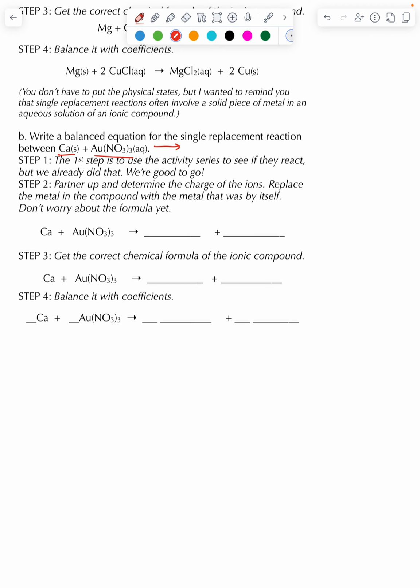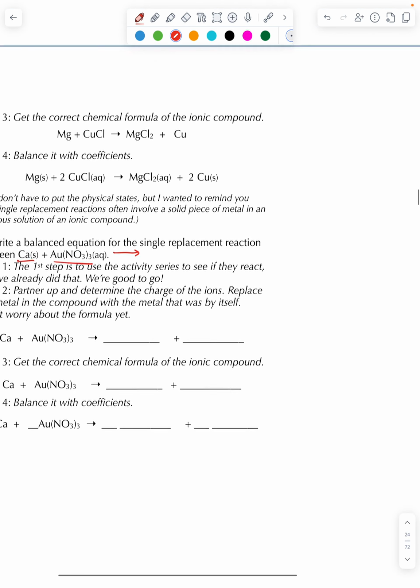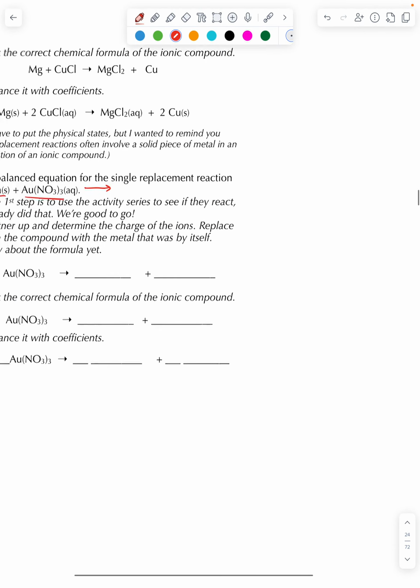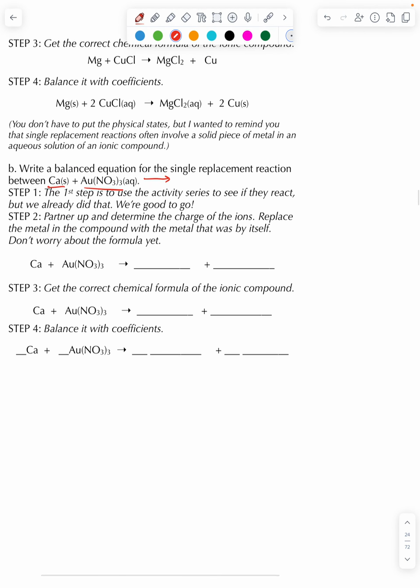What we first do is we check to see if it will happen according to your activity series. So can calcium replace gold? Yeah, remember gold is like the worst of the ones that I give you. So what you first need to do is come up with the products first. Don't start balancing yet. So what is going to happen is the calcium is going to knock off the gold, and the gold will be by itself. And now the calcium is going to be partnered with the nitrates.